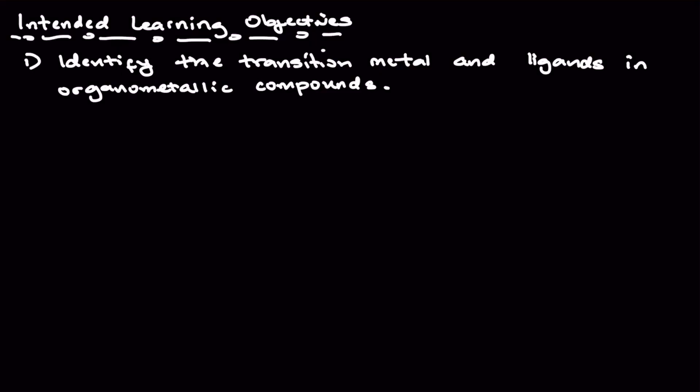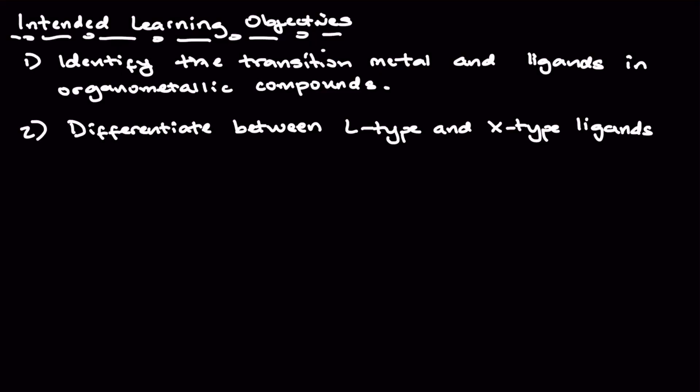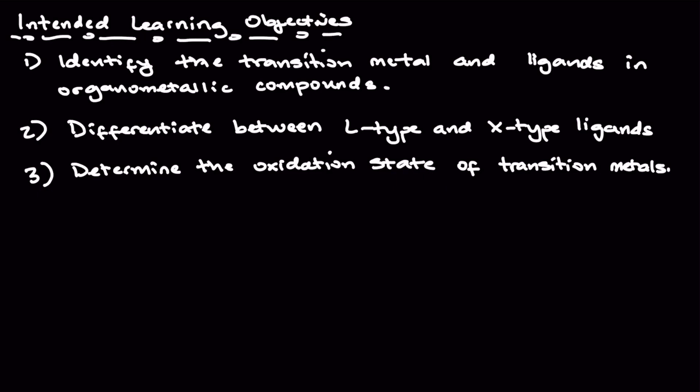It is my hope that by the end of this video you'd be able to identify the transition metal and ligands that are found in organometallic complexes. You would be able to differentiate between L-type and X-type ligands on organometallic complexes. Within the organometallic complex, you'd be able to determine the oxidation state of the transition metal. You'd also begin to determine the electron count around the transition metal center, and then use that to determine how stable the organometallic complex is.